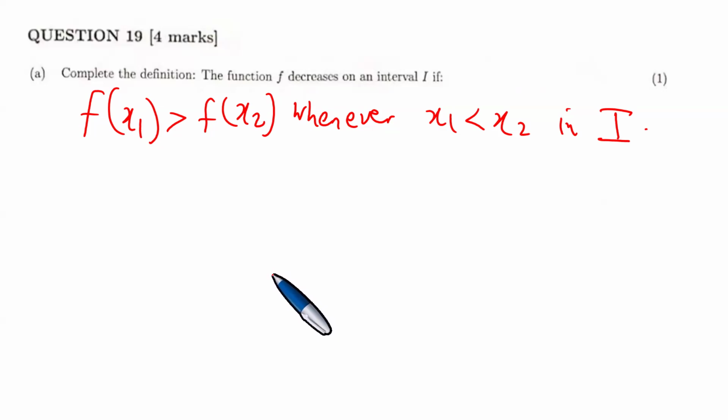So complete the definition. The function f decreases on an interval I if what happens? It decreases on an interval I if f of x1 is greater than f of x2 whenever x1 is less than x2 in I.